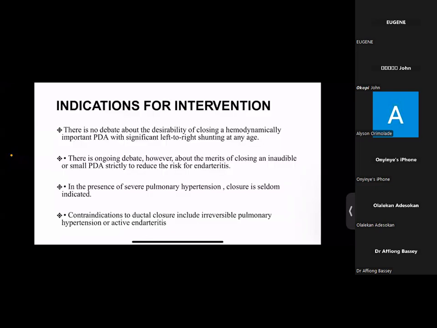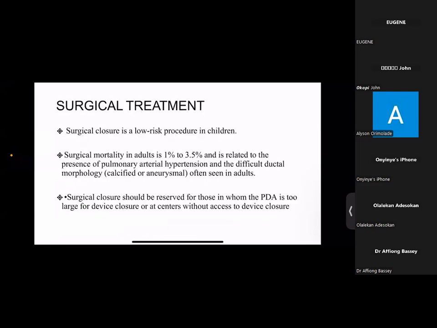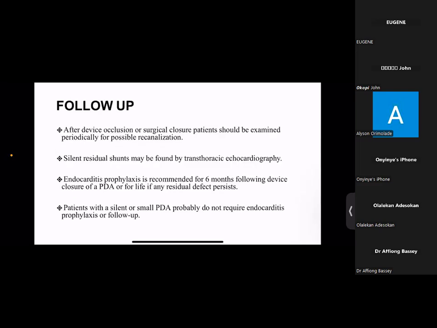Indications for intervention. In the presence of severe pulmonary hypertension, when Eisenmenger syndrome has developed, its closure is not indicated. There is no debate on when to close. As long as there is a significant left to right shunt, it's important to close it irrespective of the age. Surgical closure can be done, and at the same time, device closure can be done.